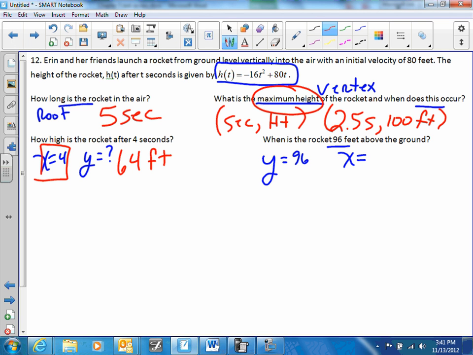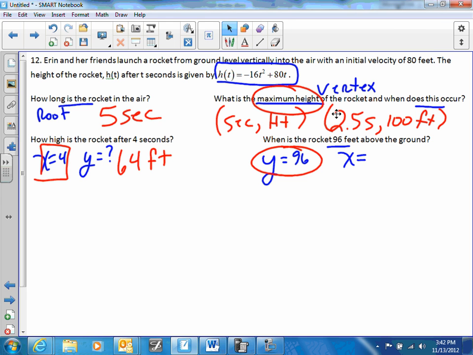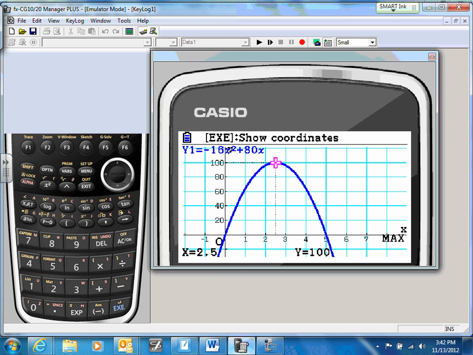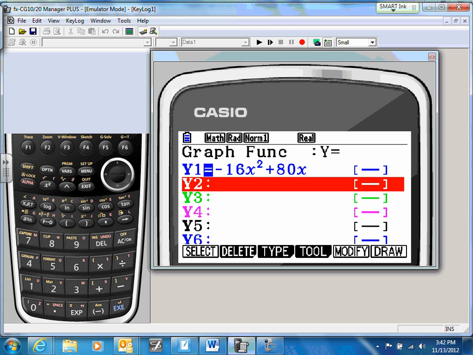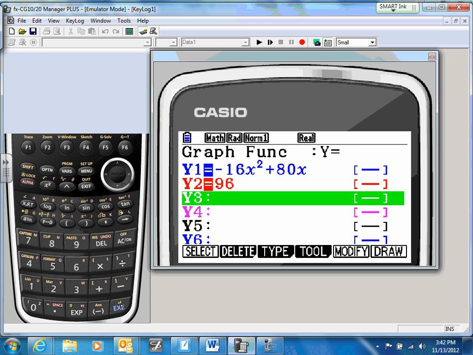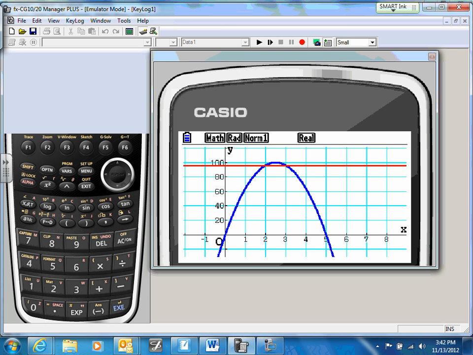And then finally, when is the rocket 96 feet? So notice that's an equation, y equals 96. If you go to the calculator and put in y equals 96, so exit, I'm going to put 96 here, and I'm just going to graph it. Now notice it crosses at 2 points on the graph. So I'm going to find the intersecting point.